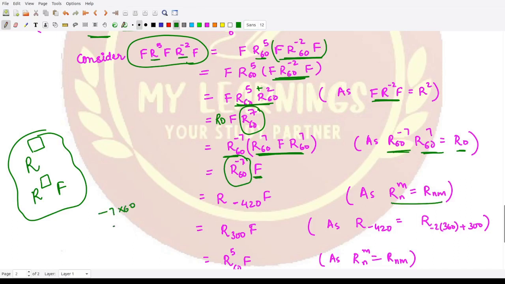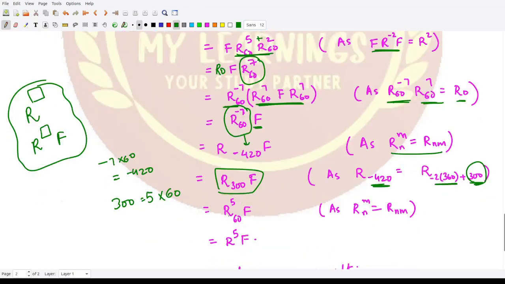Minus 7 into 60 would become minus 420, correct? So this is R minus 420 F, and you can write minus 420 as minus 2 times 360 plus 300, so that it would give you just 300. So minus 420 is equivalent to R300 into F, and because we wanted to write it in terms of 60, we can write 300 as 5 into 60. So you can write it as R60 raised to power 5 using this result, and then R60 is nothing but your R, so your answer comes out to be R raised to power 5 composed with F.